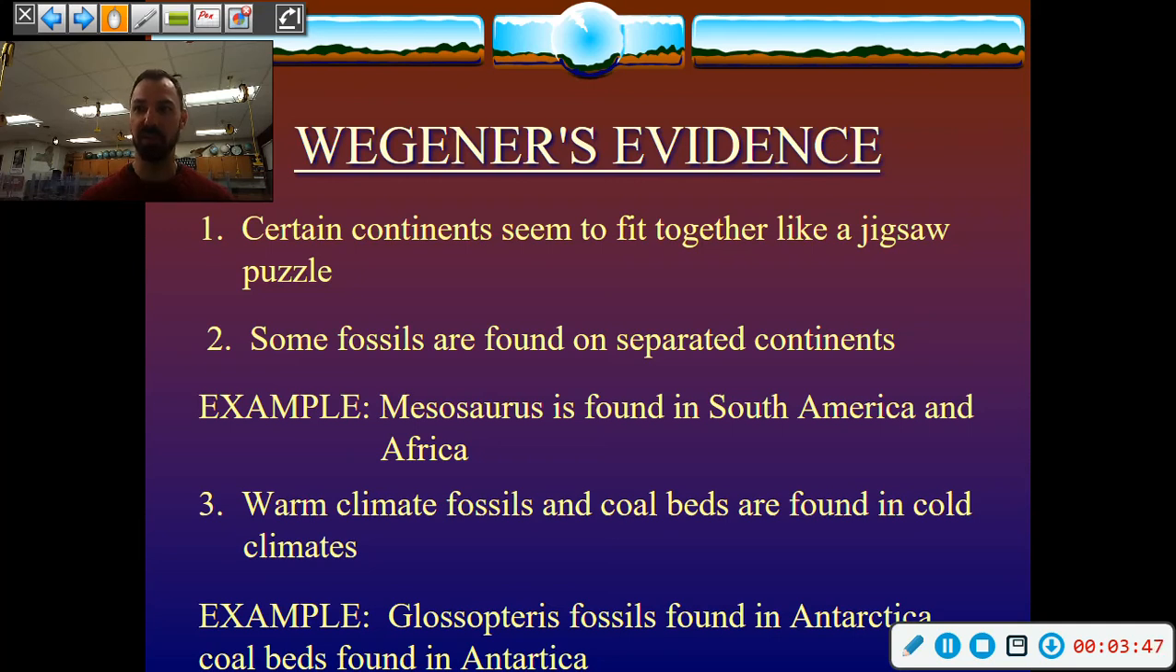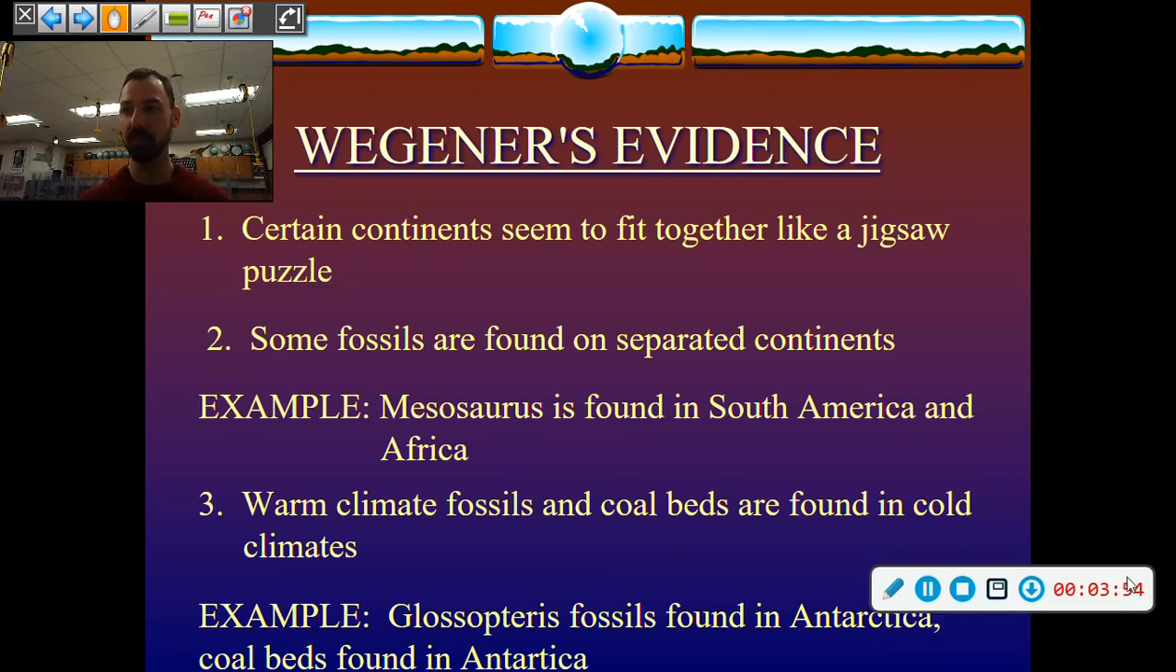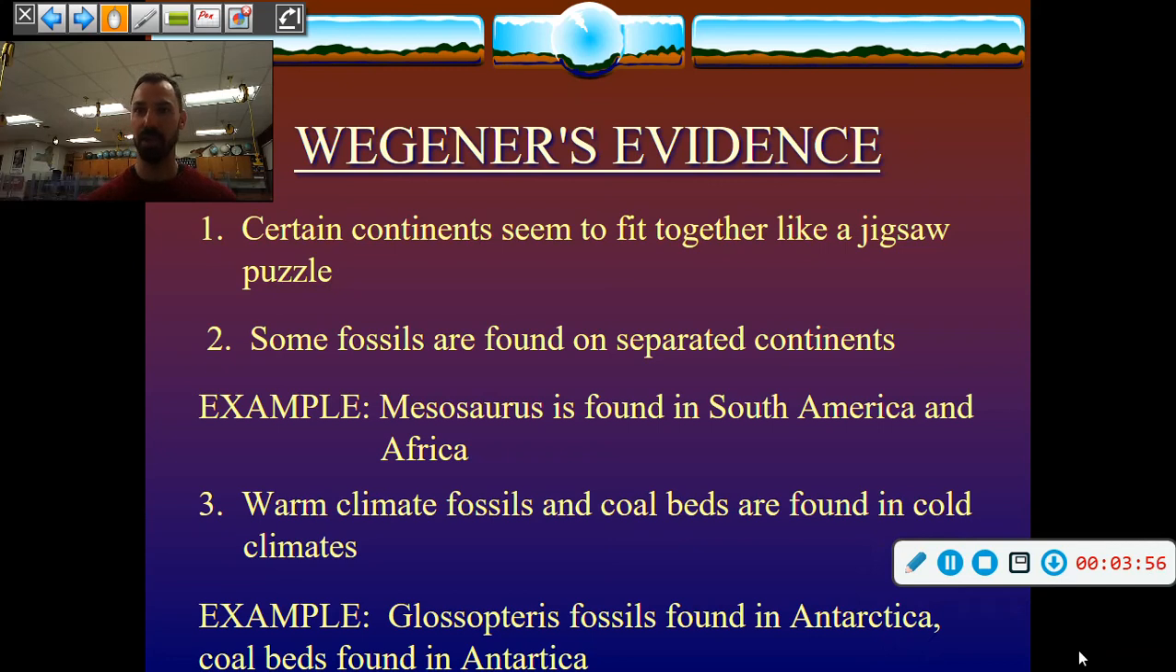Warm climate fossils and coal beds are found in Antarctica, a place that is really cold. The only way that could be true is if those lands were closer to the equator and possibly warmer at some time in history.